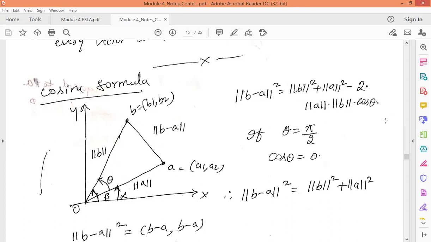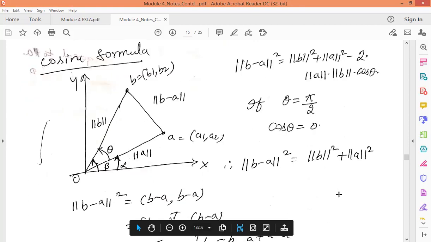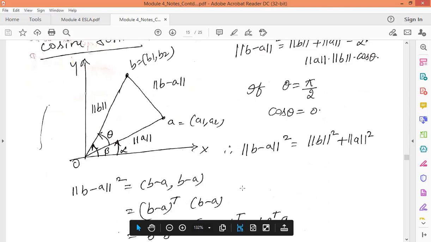Suppose this theta becomes 90 degrees, that is, if B and A are perpendicular to each other, then cos 90 degree is nothing but 0. So then we are left only with B minus A whole square is equal to B square plus A square. So this is one formula that you can use while solving the problems.